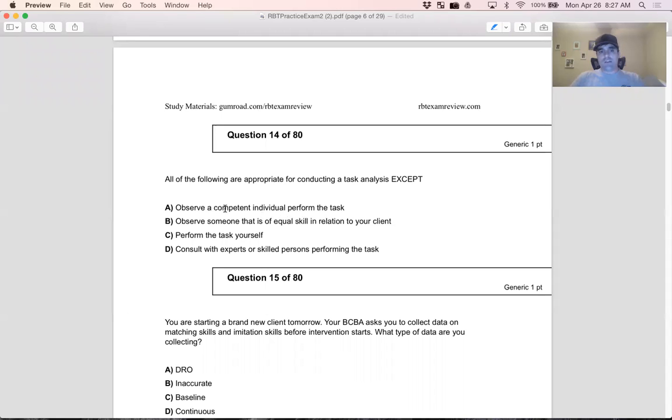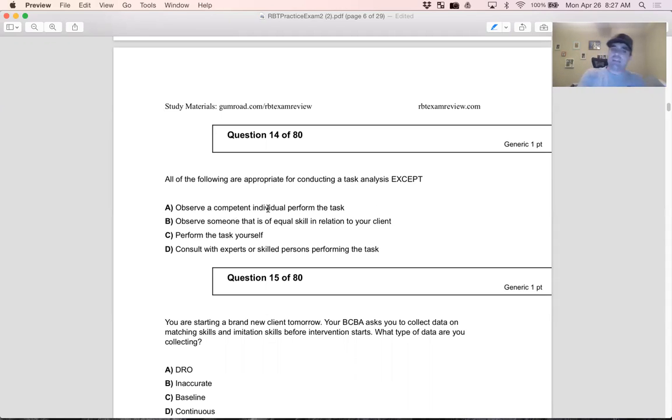Is it observe a competent individual perform the task? Yes. If I wanted to analyze making a sandwich, I would watch somebody who knows how to make a sandwich, and that would be sufficient to create a task chain for making a sandwich. So A would be appropriate.